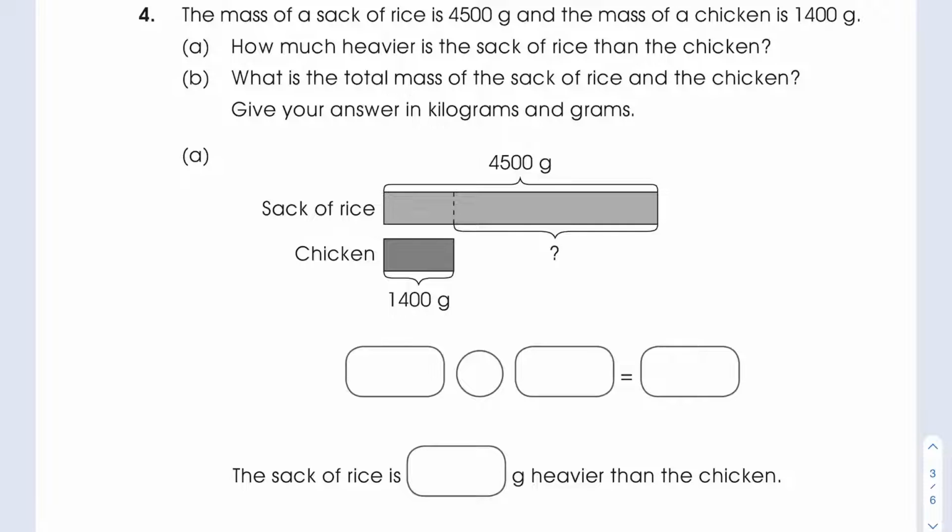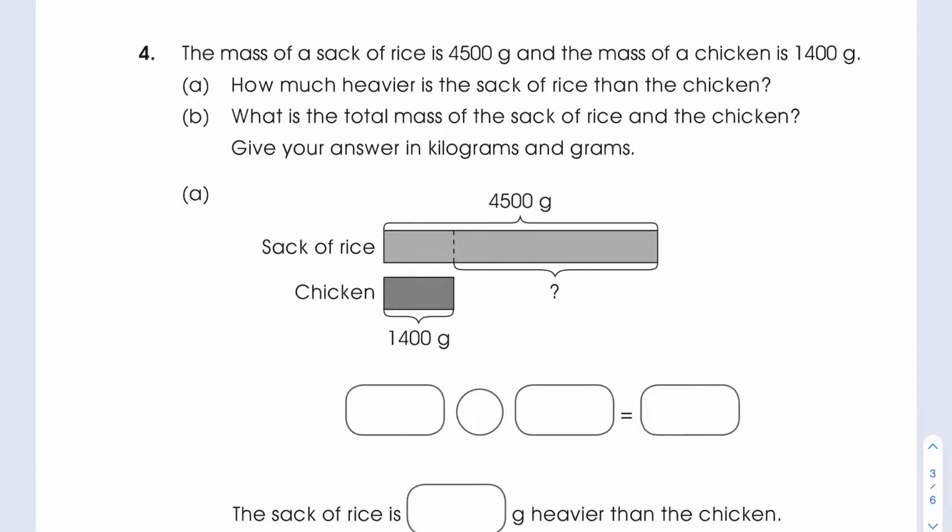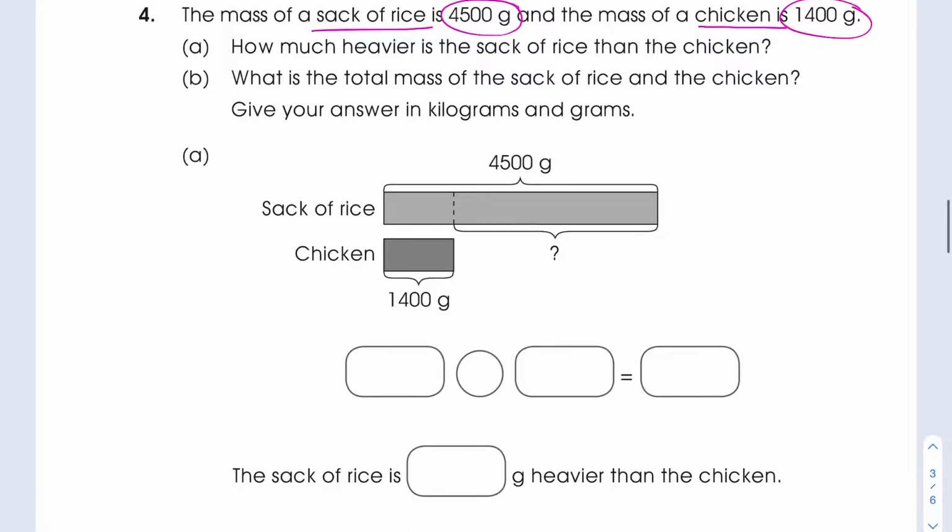Okay, the mass of a sack of rice is 4,500 gram. One chicken is 1,400 gram. So the model is shown here, so I'm not going to show you any images for this question, but there'll be more later, you will see. Question A, how much heavier? So when you see heavier, you think of comparison. So usually comparison questions involve subtraction, okay? So we need to find the difference here.